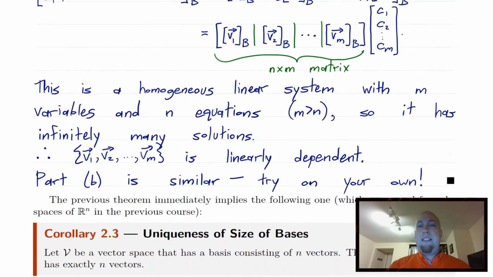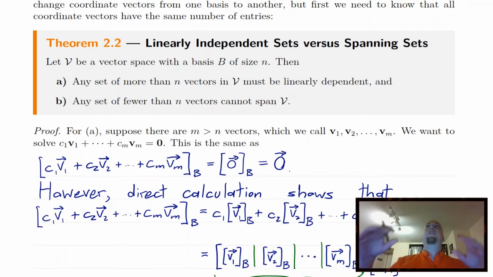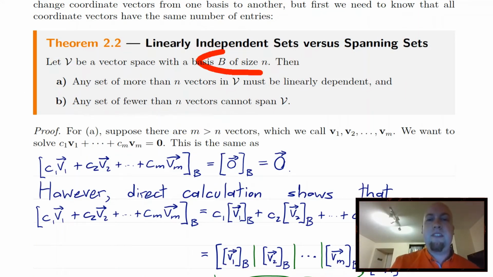And the way that this comes from the previous theorem is just ask yourself, suppose that I've got some other basis C. So I've got this basis B of size n, but then I've got some other basis C for the same vector space. Well, if that basis had more vectors than n, then it would be linearly dependent, so it wouldn't be a basis at all. On the other hand, if it had fewer than n vectors, then it wouldn't span the vector space. So again, it would not be a basis at all. So the only way that it can be a basis is if it has exactly n vectors, the same number of vectors as B.